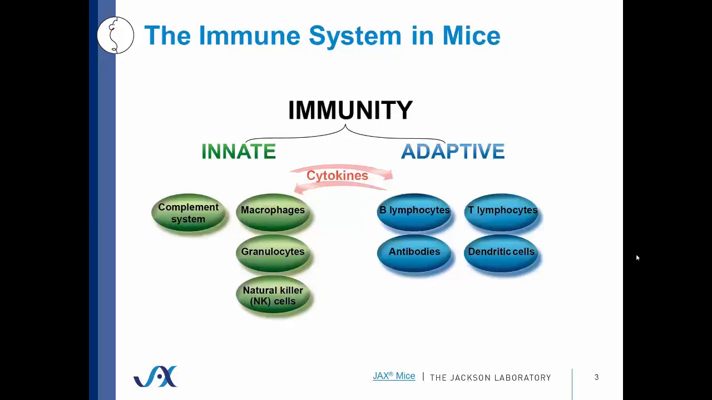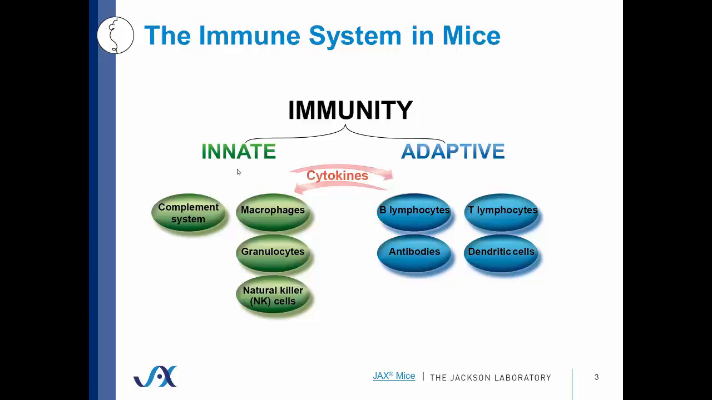So let's begin by talking about the immune system in mice. Not all of us are immunologists, and it's helpful to have a better understanding of the immune system. The immune system is made up of two arms, the innate arm and the adaptive arm. The innate arm is considered to be your first responders. It's made up of the complement system, which is a series of proteins in your blood that are involved with opsonization. They'll bind to the surface of the cell wall of bacteria, etc. They'll punch holes in the cell wall and essentially kill those bacteria.